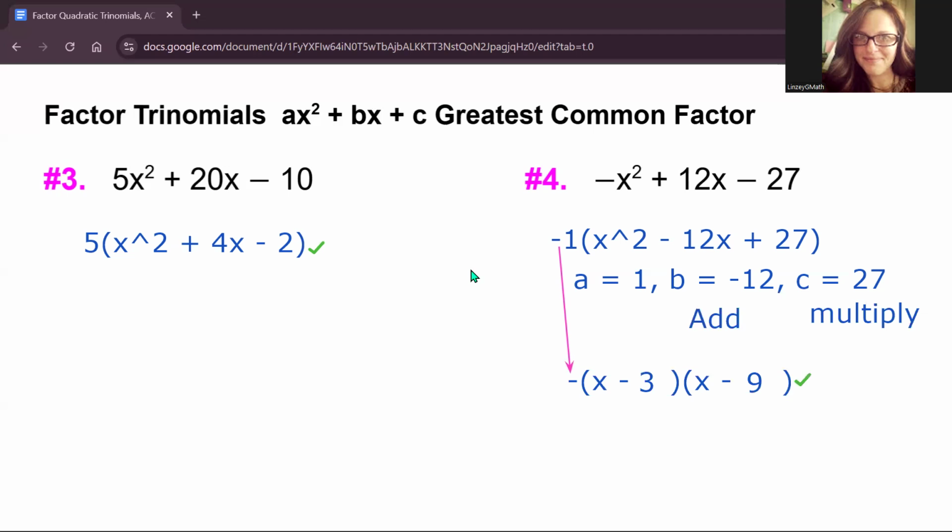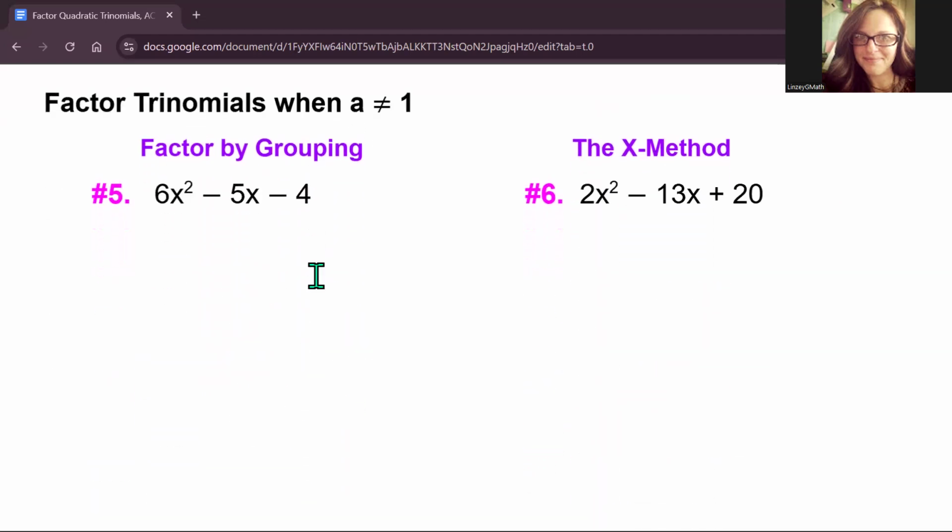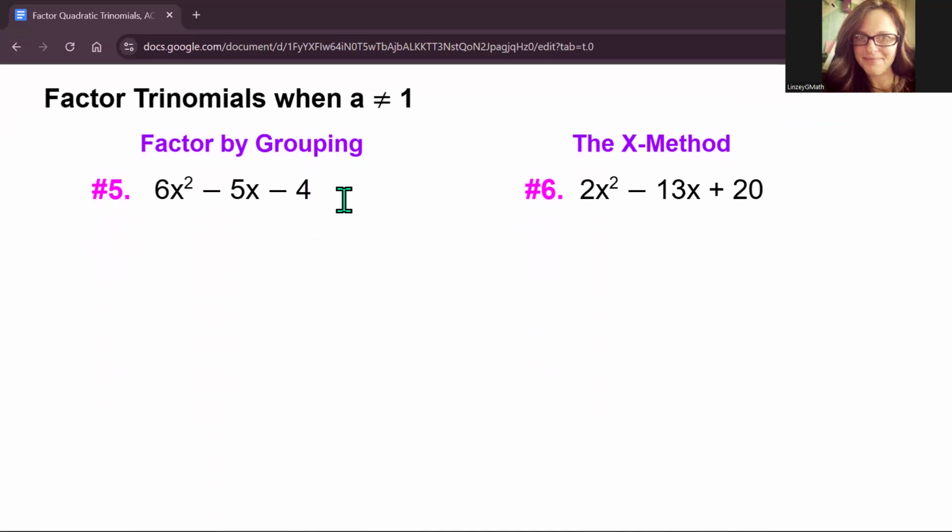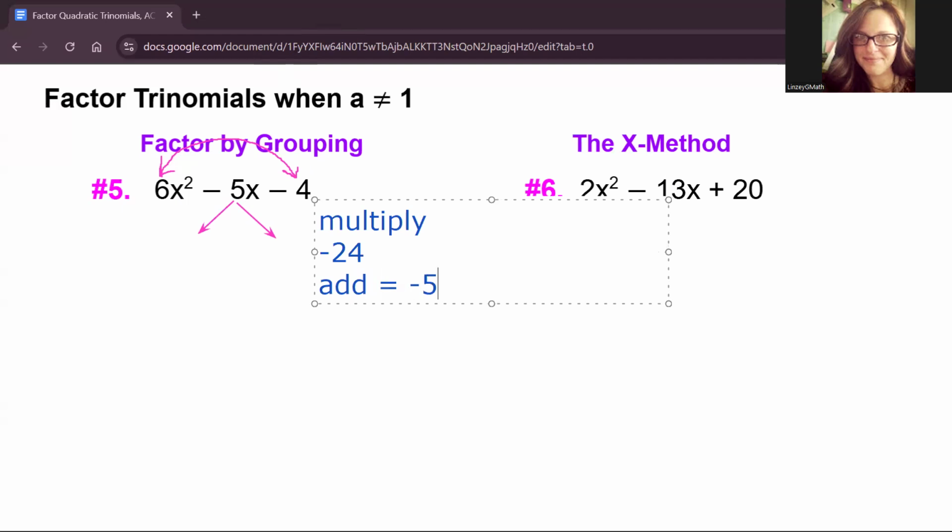Number 5. Factoring trinomials when A is not 1. So we see here that A is 6, not 1, and there is no greatest common factor. B is equal to -5, and C is equal to -4. Let's rewrite -5. We'll rewrite -5 as two numbers that multiply to -24. A times C multiplies to -24 and adds to equal -5.